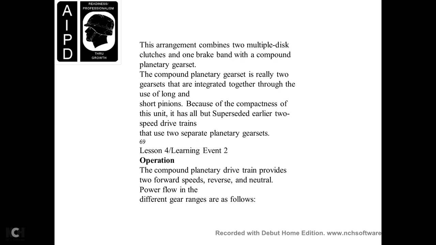The arrangement combines two multiple-disc clutches and one brake band with a compound planetary gear set with a rear lead, the integrated gear with long and short pinions. Because of the compactness of the unit, the two-speed drivetrain with two separate planetary gear sets. Lesson 4, learning event 2: the compound operation of the compound planetary drivetrain, with four-speed, reverse, neutral, and the power flow with the differential rear ranges as follows.